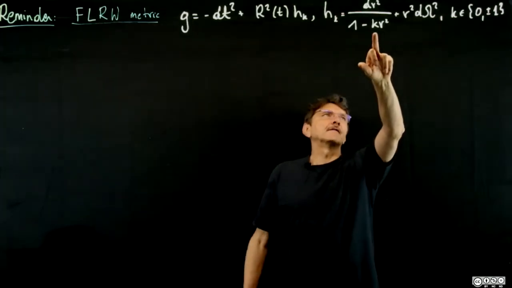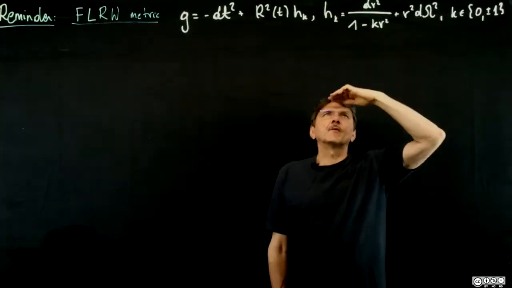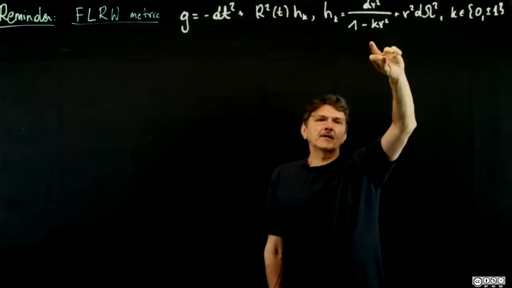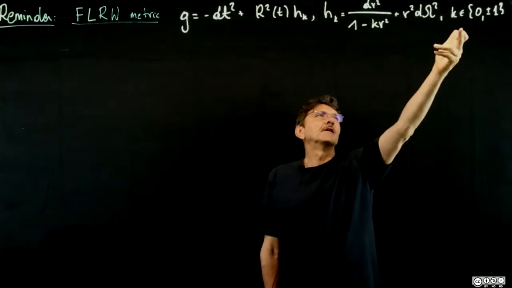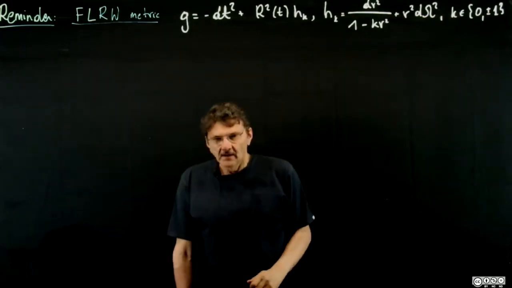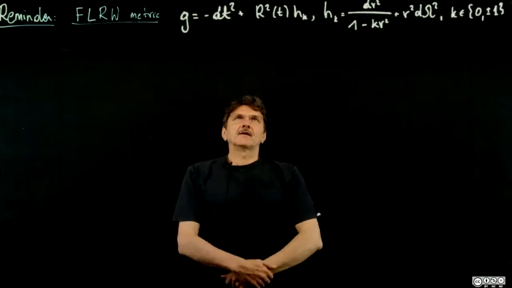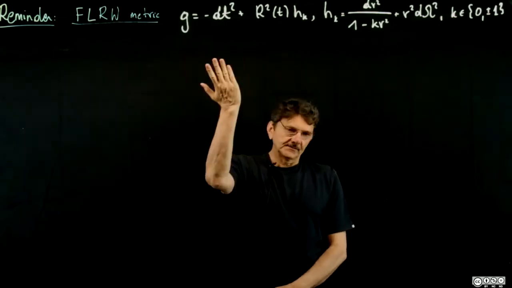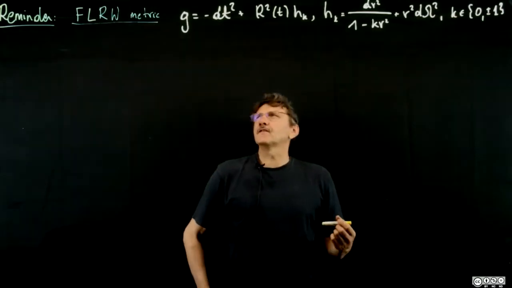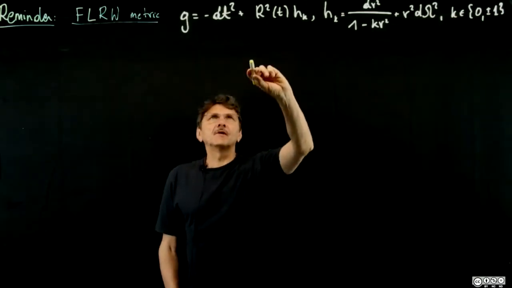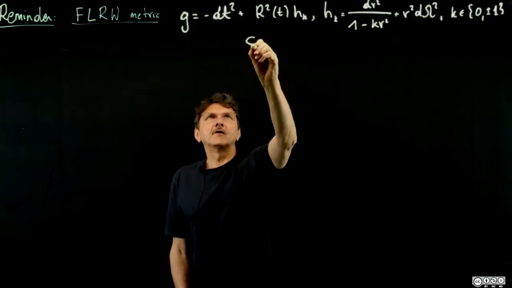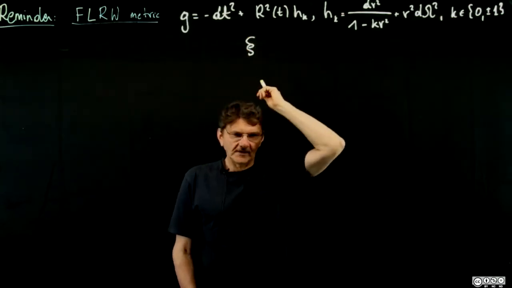k is a number which is 0, plus or minus 1. Plus 1 corresponds to positive curvature, minus 1 corresponds to negative curvature, 0, the space part of the metric is flat. And so the question is, what is R? And this is going to be given to us by Einstein equations. But before we go into that, we're going to do the Hubble law, and with a little help of Eva.